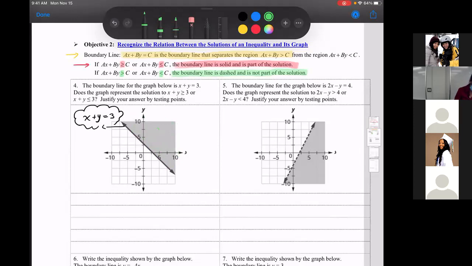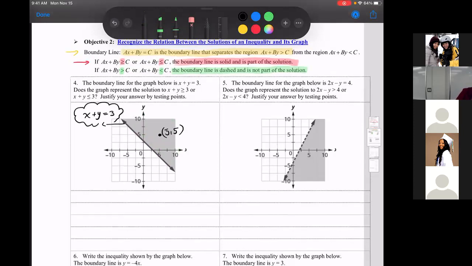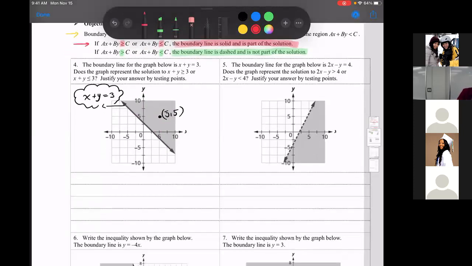So go back to the problem. What I'm going to do is pick a point in that gray region. Pick something easy for you, something like a whole number, or integer. So 5, 5. Where's 5, 5? 5, 5 is right here. That's a bullet point. And then I'm going to plug it into the x plus y equal 3 thing there.